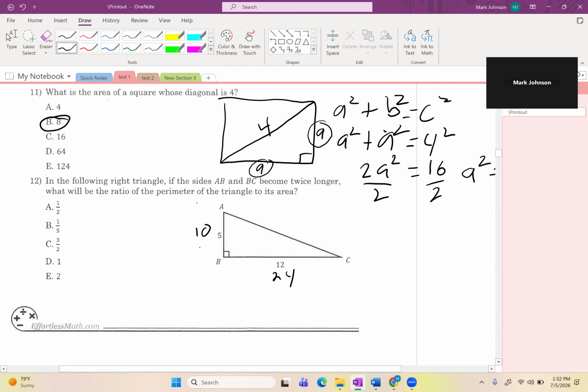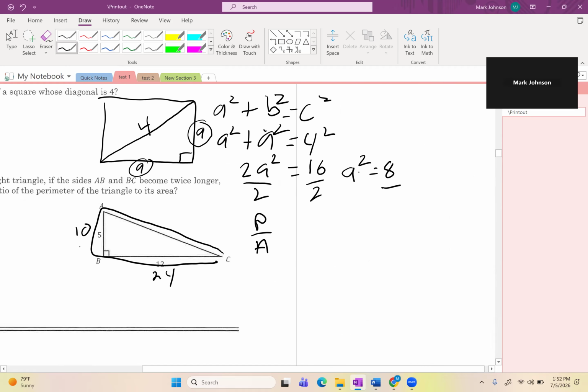What is the ratio of the perimeter of the triangle to its area? ¿Qué es el radio del perímetro al área? Entonces, perimeter divided by area es que queremos saber.